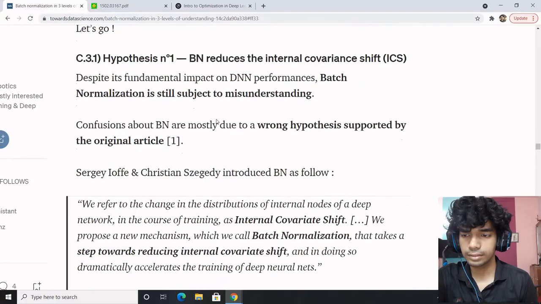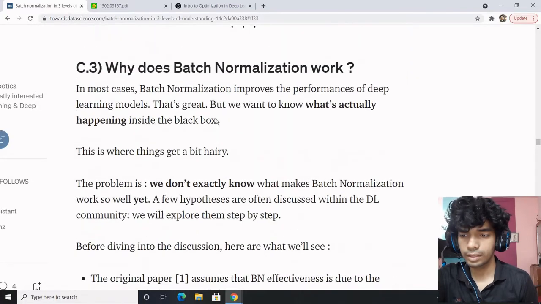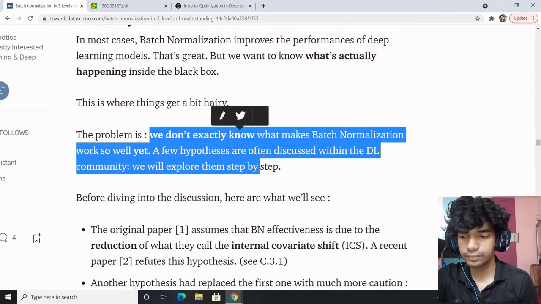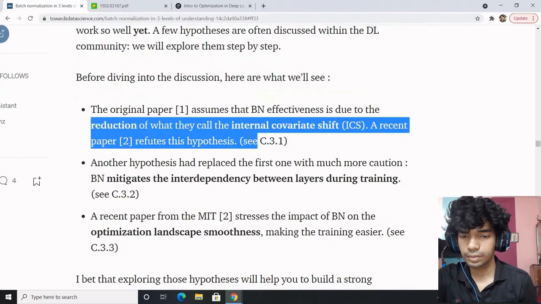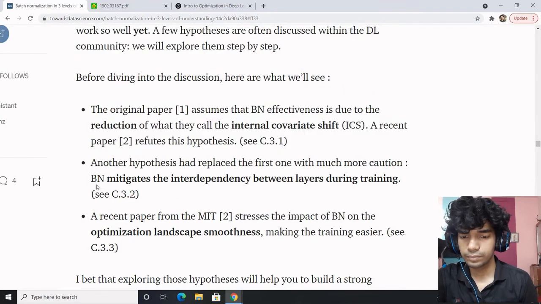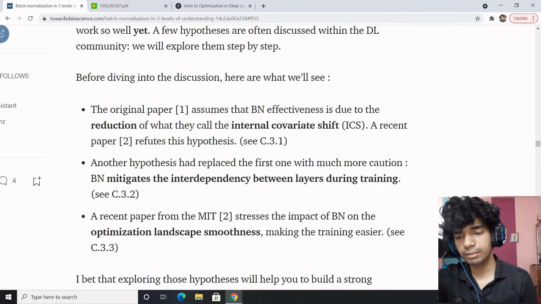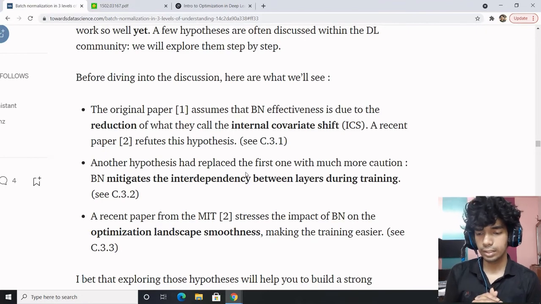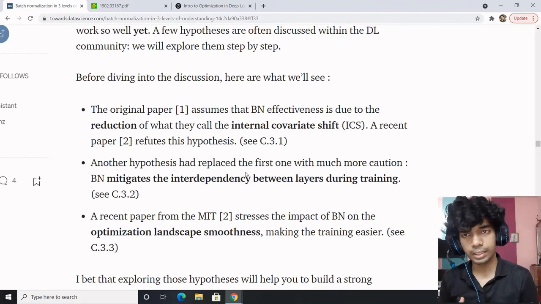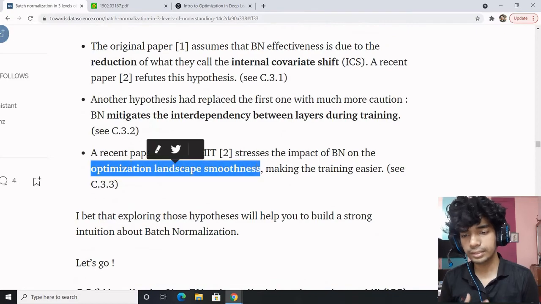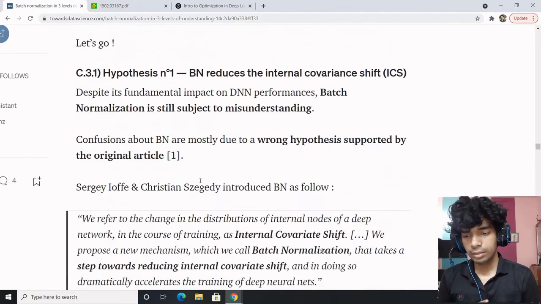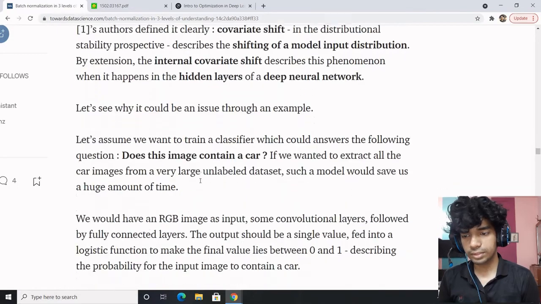Let us see again. So first, the original paper, that is what we discussed in the previous article here. That original paper talks about internal covariate shift. Then another paper came which refutes the idea of internal covariate shift and talks about the inter-layer dependency. And then another paper came on batch normalization, which talks about the optimization landscape smoothness. So these are the three different perspectives.